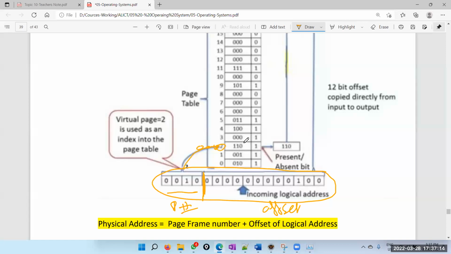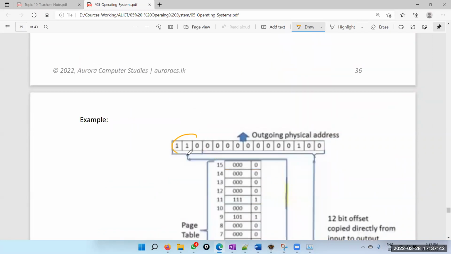The second entry says the valid-invalid bit is 1. 1 means valid, so that means it is in the physical memory. Therefore the frame number is 110. I told you that usually the frame number is smaller: if this takes 4 bits, that takes 3 or 2 bits. So 0010 is going to be replaced by 110. Now we got this portion.